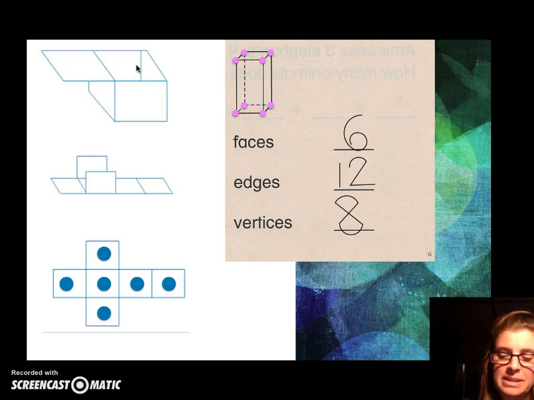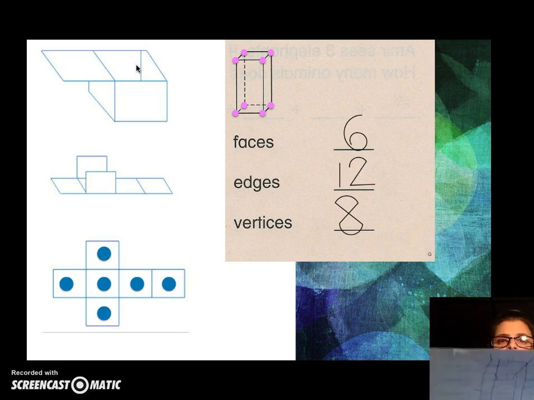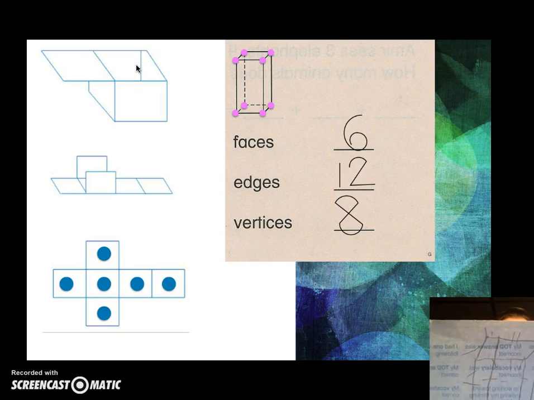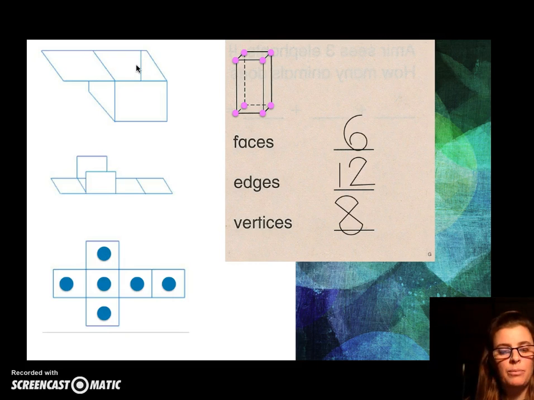Nice job describing, Zakai. Now, there were a lot of people that gave me some good stuff. Quentin actually marked what he saw as sides. So hopefully you can see that. That's what Quentin did. And that was a good way to describe what you were seeing as well. So I knew exactly what he was counting and how he was counting it.